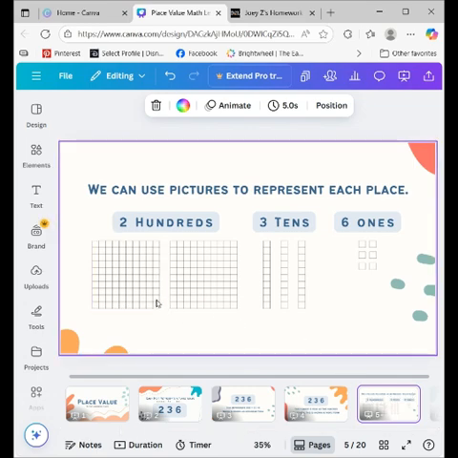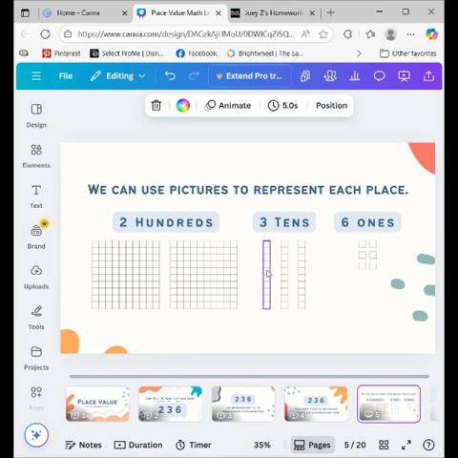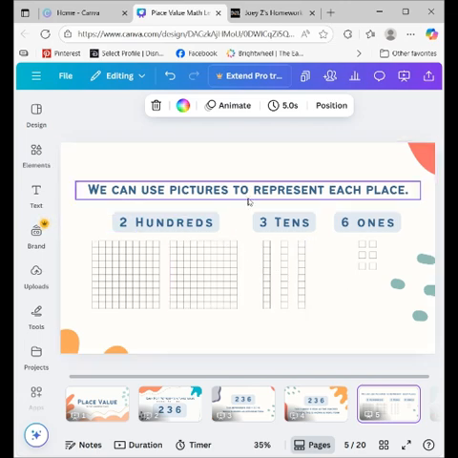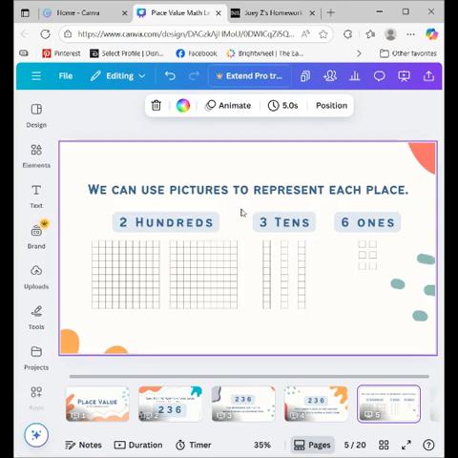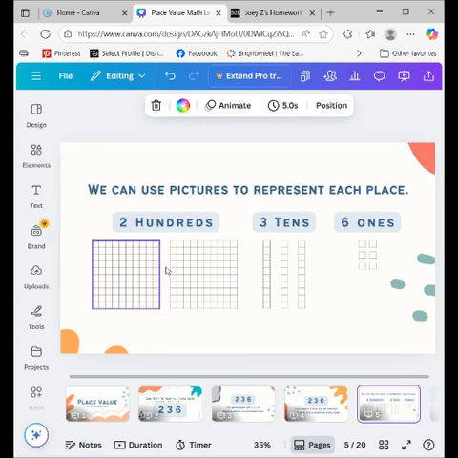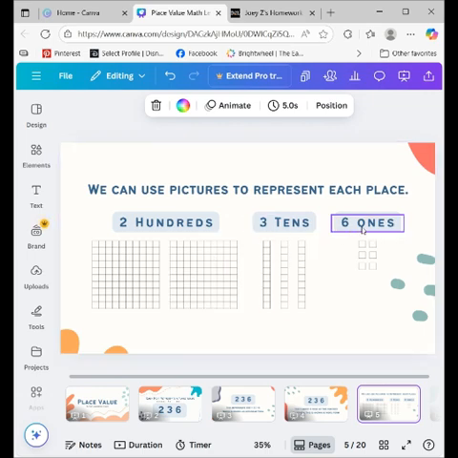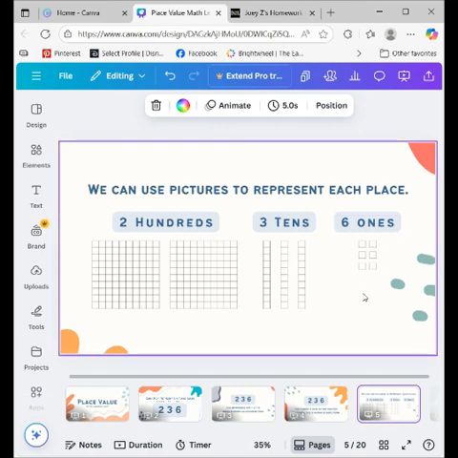This is pictures to represent each place value. These are hundreds, this is tens, and then these are ones. So 236 visually is 2 hundreds, 3 tens, and 6 ones.